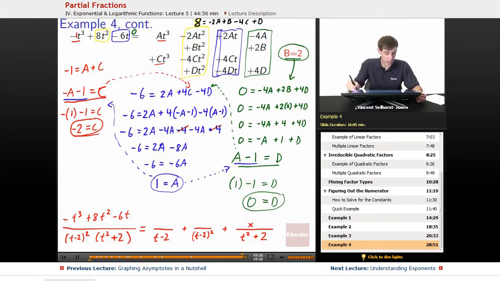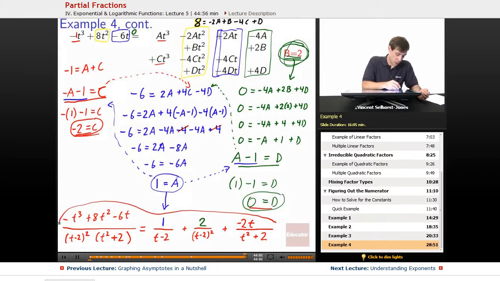Okay, so at this point, we can actually plug in our numbers. So we've got a is 1, so we've got 1 over t minus 2. B is 2, so we've got 2 over t minus 2 squared, plus c was negative 2, so minus 2x, and 0 was d, so that part just disappears. So we've got negative 2x over t squared plus 2. Whoops. Once again, did it again. Got thinking in terms of x as opposed to the t, but we're using a different variable, negative 2t over t squared plus 2. And there we are. We've decomposed it into its partial fractions.